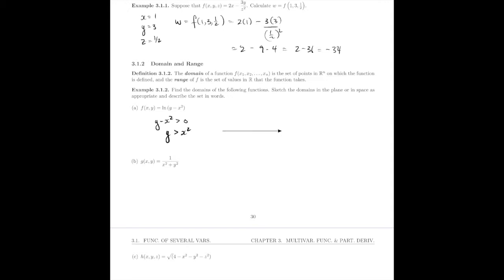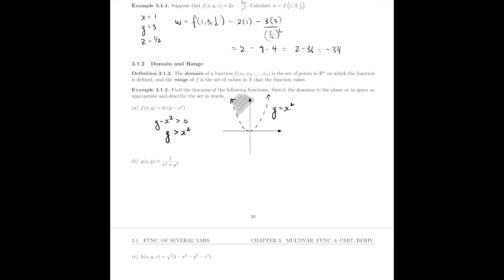So if we're going to try and sketch this and graph it, we're going to want to graph the boundary first. And the boundary is going to be the parabola y is equal to x squared. But we need to be careful, because we are greater than, but not equal to. So we're going to graph that boundary as a dotted line to show that it is not included. Now, y is greater than x squared, so we're going to have the part that is above that parabola, so we'll shade in that region.